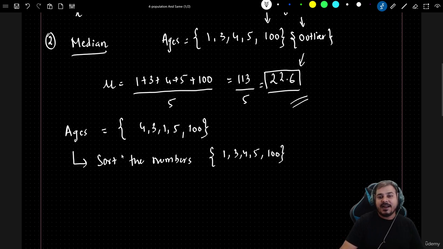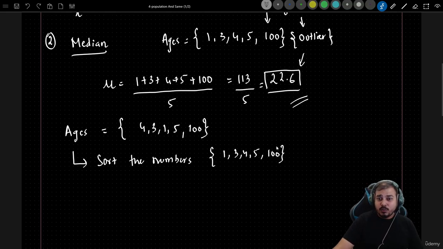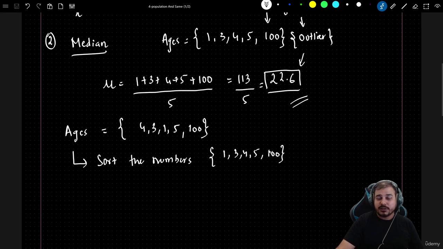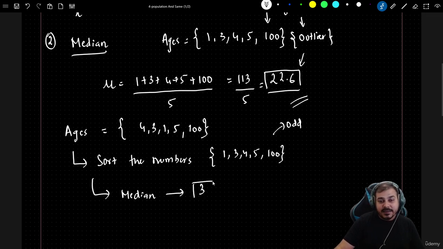Now the median says that instead of finding the entire average, you just pick up the central element, okay? Because I don't want this number to impact this entire distribution, right? So I'll just pick up the central element. Suppose the number of elements present here is odd. How many elements are present here? 5, right? 1, 2, 3, 4, 5. And what is the central element of these 5? The third element, right? So the median will pick up the central element. Now in this particular case, the median will be 3, right?